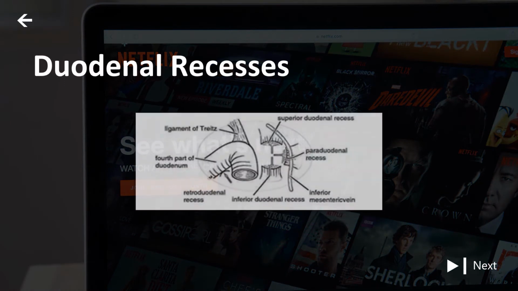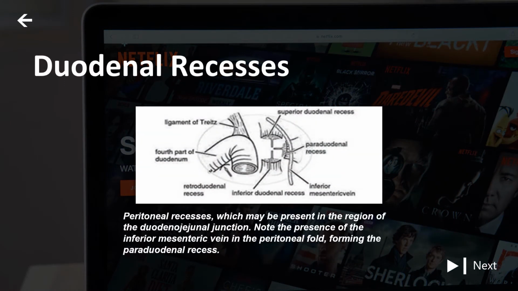Recesses. Close to the duodenojejunal junction, there may be four small pocket-like pouches of peritoneum called the superior duodenal, inferior duodenal, paraduodenal, and retroduodenal recesses. Duodenal recesses are peritoneal recesses surrounding the duodenum. Sometimes coils of small intestine may enter these recesses, known as internal hernia, and may get strangulated.